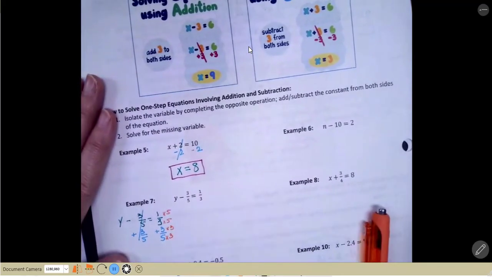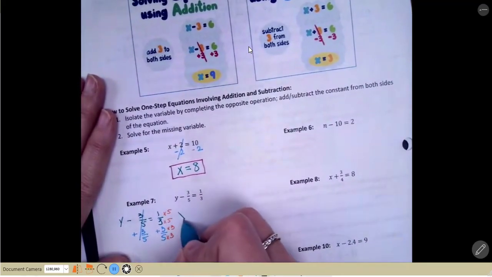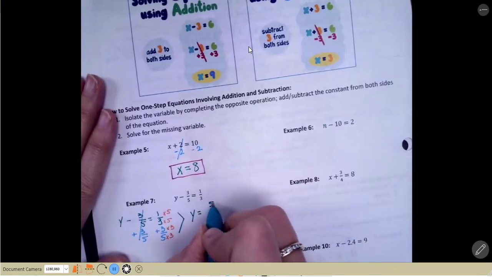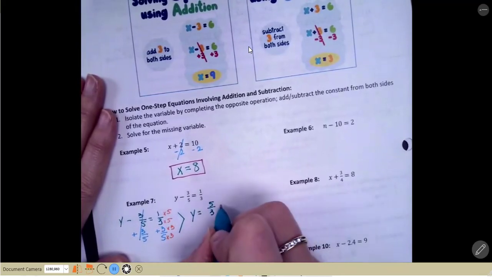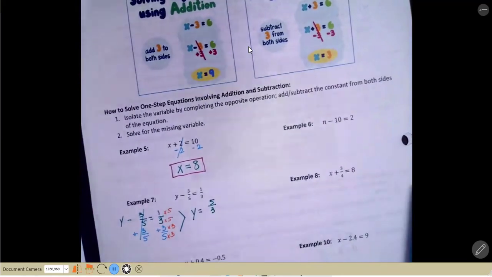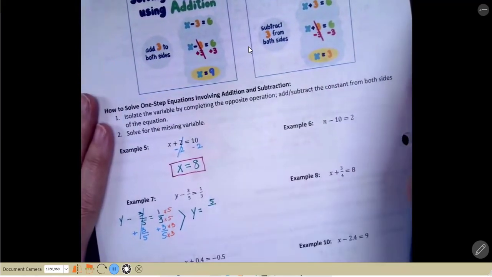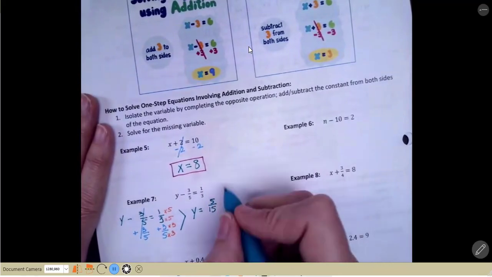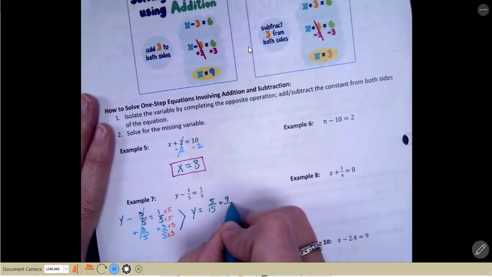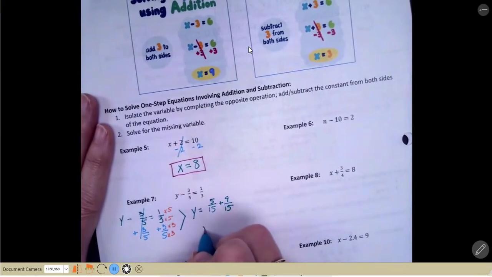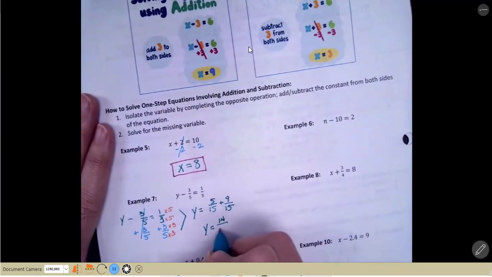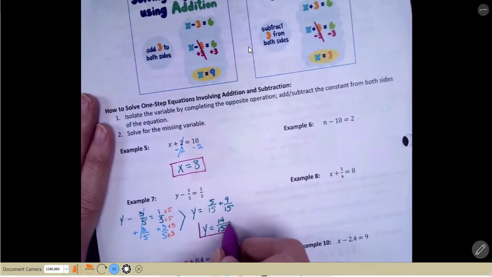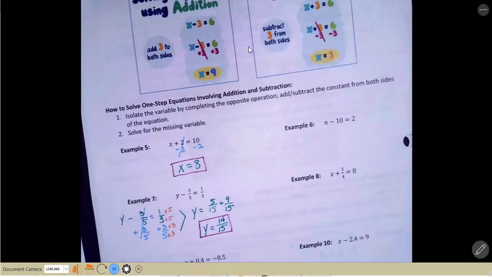So what I end up with is y equals, not 5/3, sorry, 5/15. Yeah, I'm going to add it. Plus 9/15, and y equals 14/15. Okay. Since it's been a while since you've done fractions, are there any questions on how to solve those?